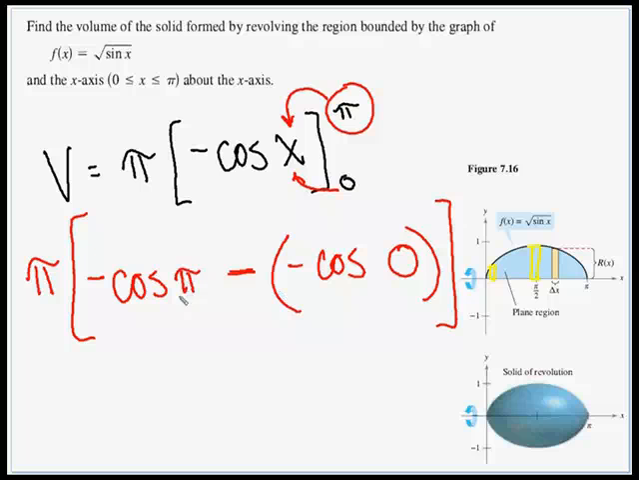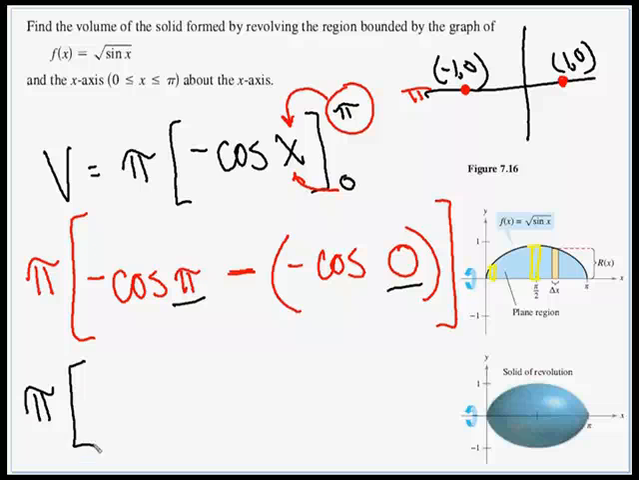So it looks like we're going to need a little unit circle action. Our angles are 0 and pi radians. So 0 radians would be here, pi radians here. And the points of interest would be (1, 0) and (negative 1, 0). So the pi is still outside. And we have negative cos of pi.